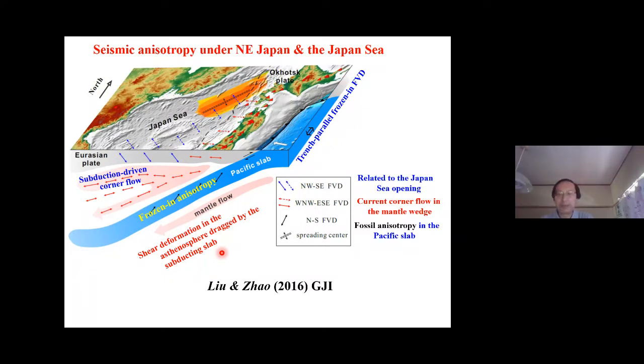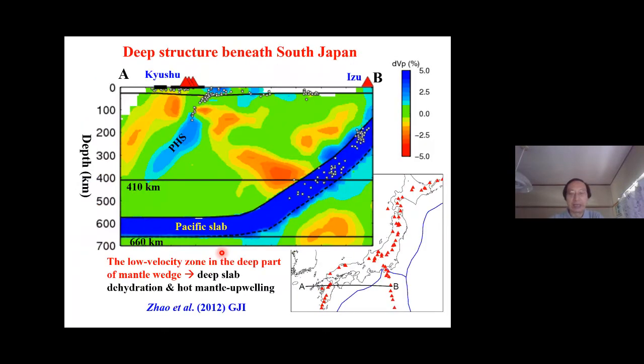Okay, so this figure shows an east-west vertical cross section beneath south Japan, passing through Kyushu Island and Izu Islands. So we can see two slabs in this cross section. One is the subducting Pacific slab, which is quite old and thick, with a thickness of about 90 kilometers. But here we can see a subducting Philippine Sea slab. This is a young slab, okay?